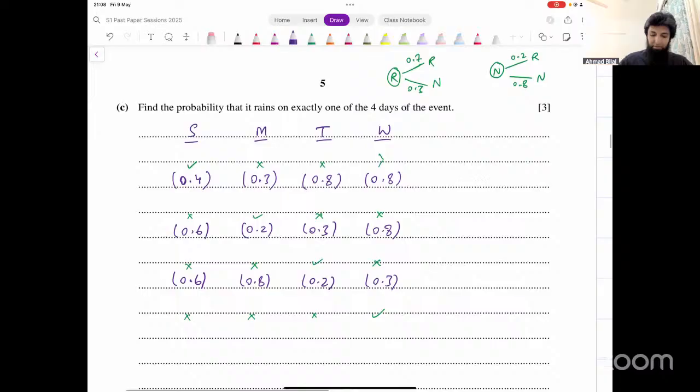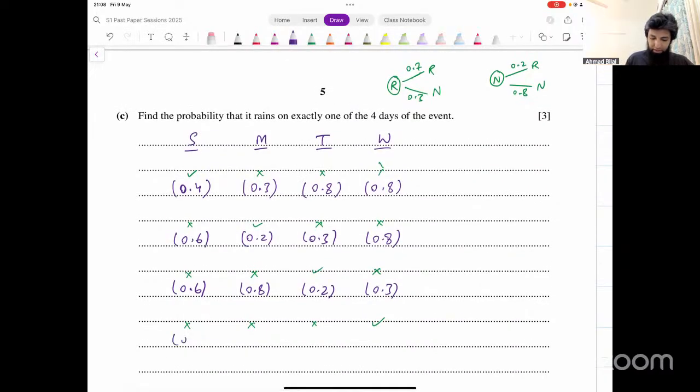Then the last case, it did not rain on Sunday. It did not rain on the next day, 0.8 again. And now it rained, that's 0.2. These are the 4 possible cases that you have. A lot of thinking for these 3 marks. But now, let me just check these quickly.